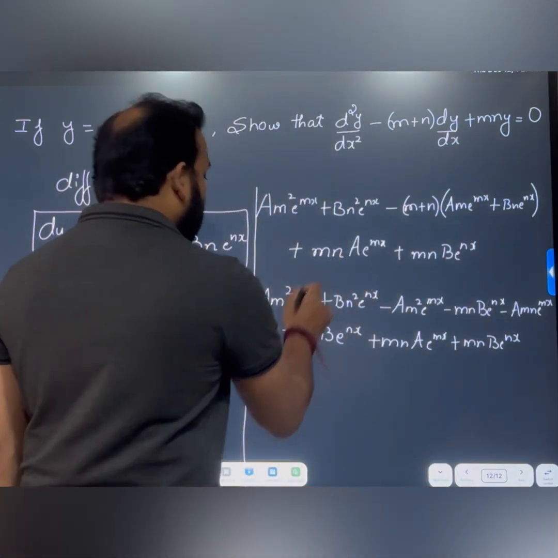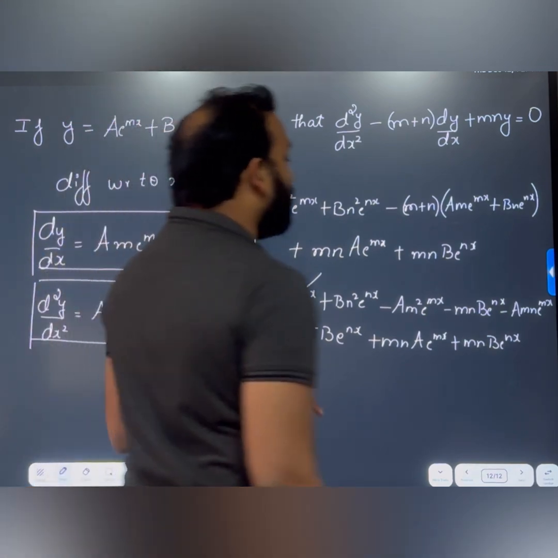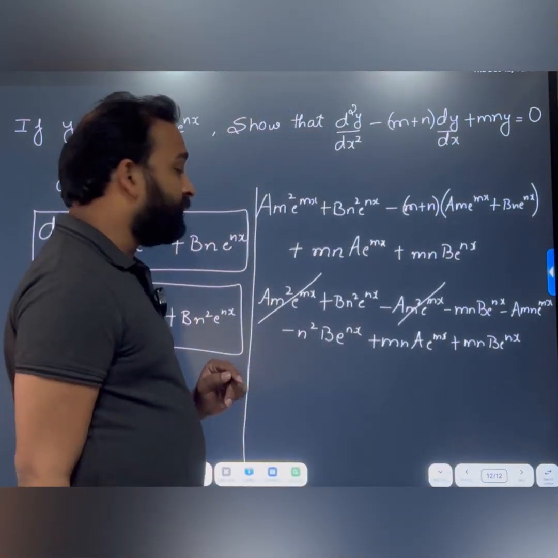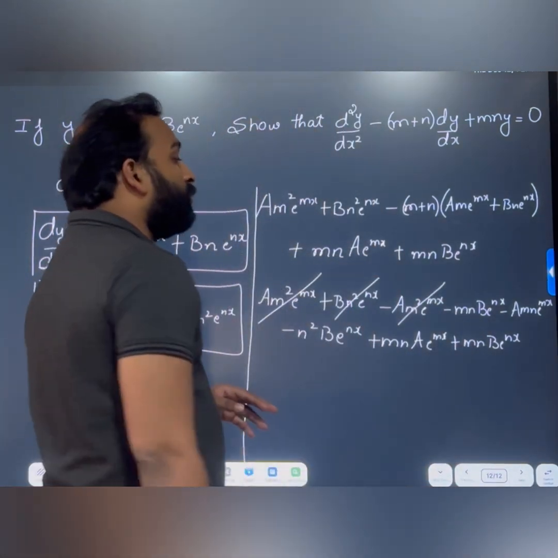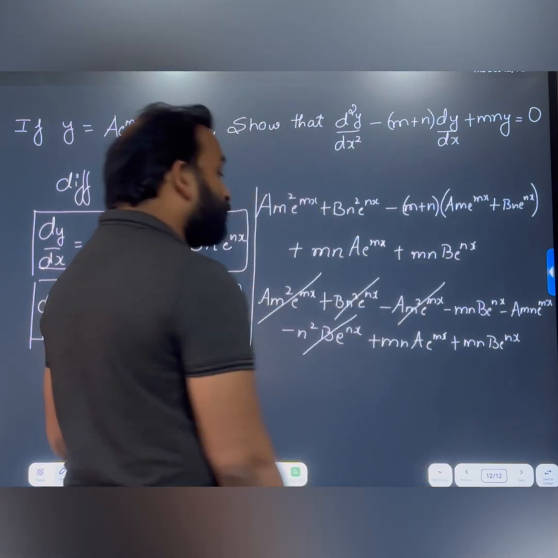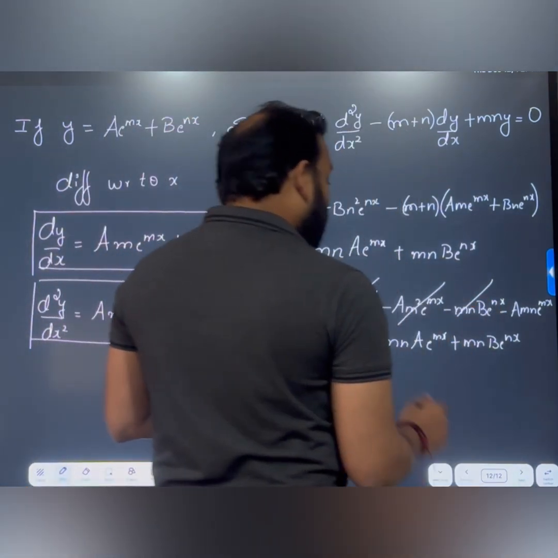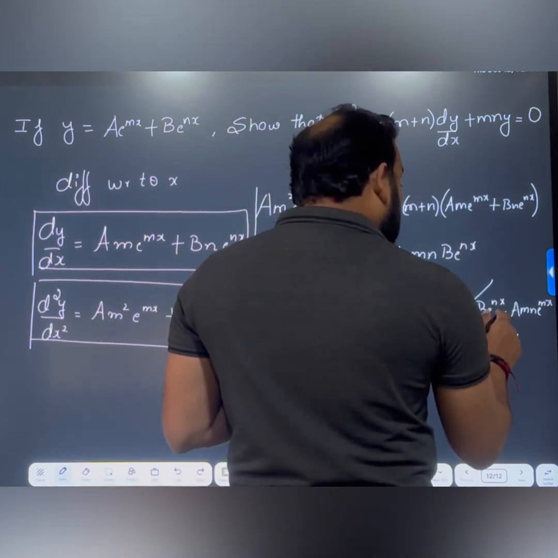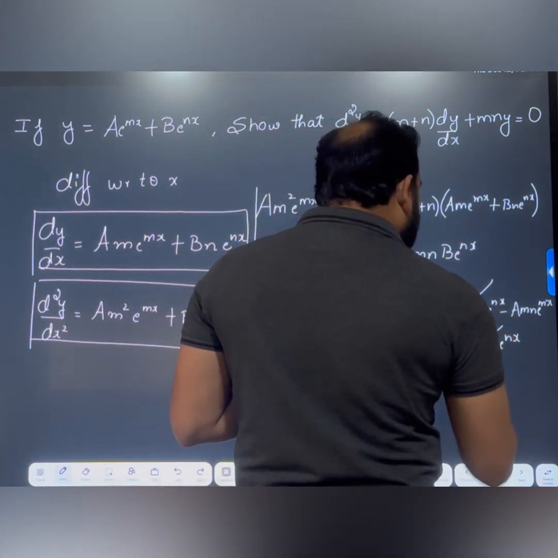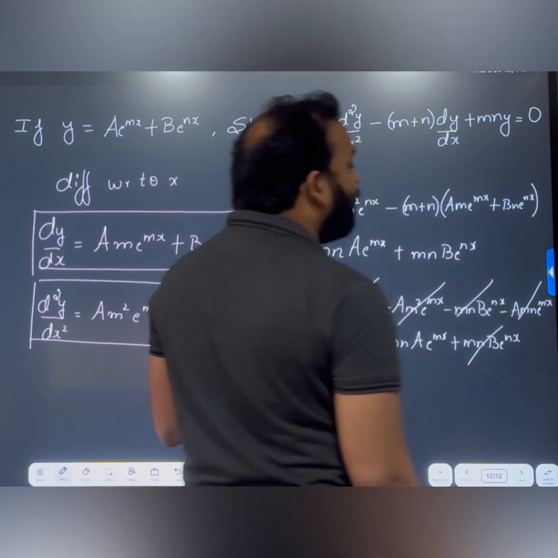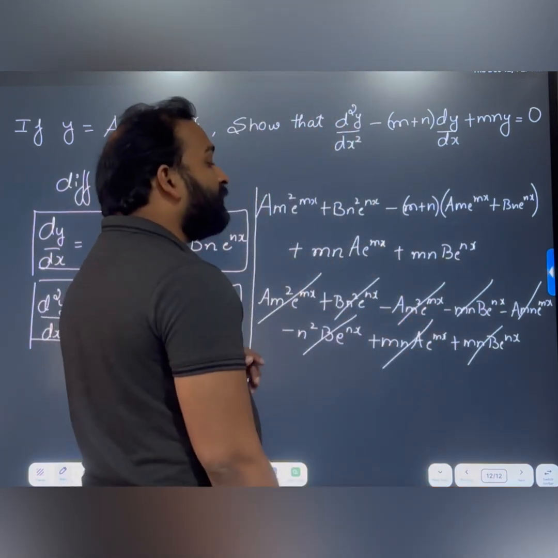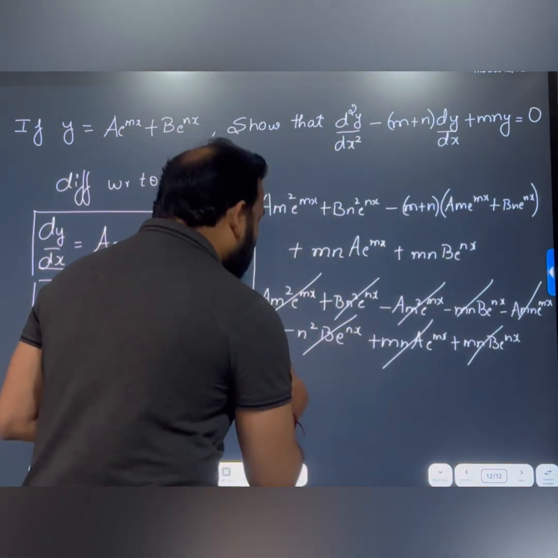Now look at this carefully. Can we cancel a into m square e to the power mx with a into m square e to the power mx? Can we cancel b into n square e to the power nx with b into n square e to the power nx? You have negative mn b e to the power nx and positive mn b e to the power nx, and negative a mn e to the power mx, positive mn a e to the power mx. What is remaining? 0.